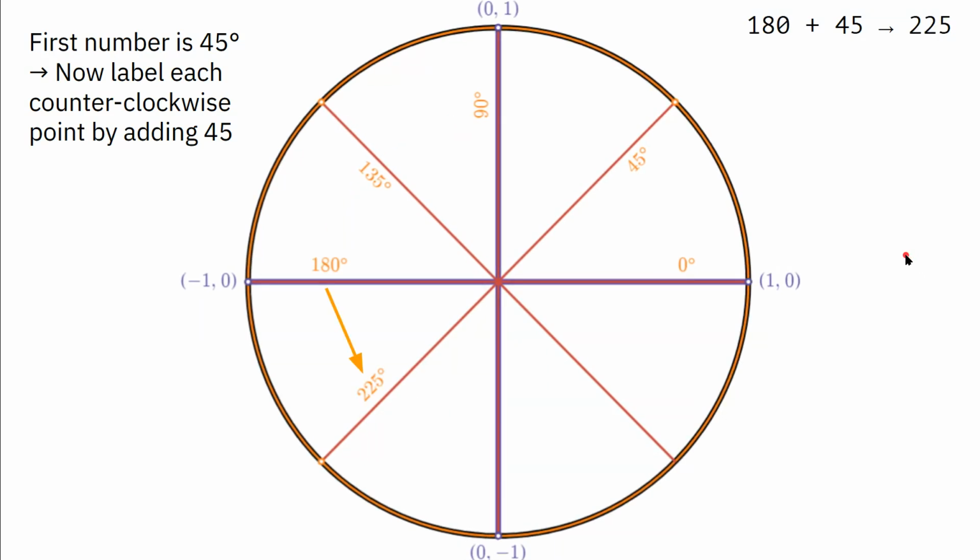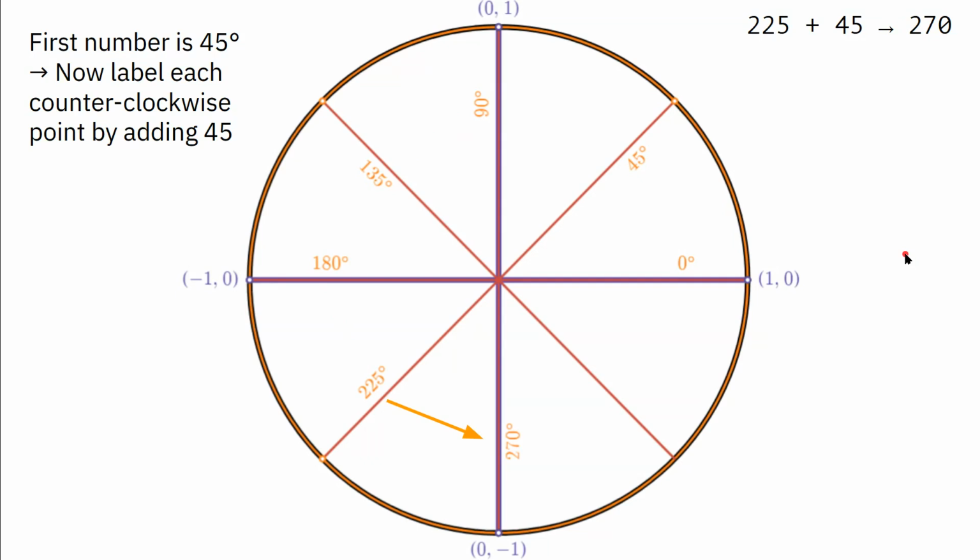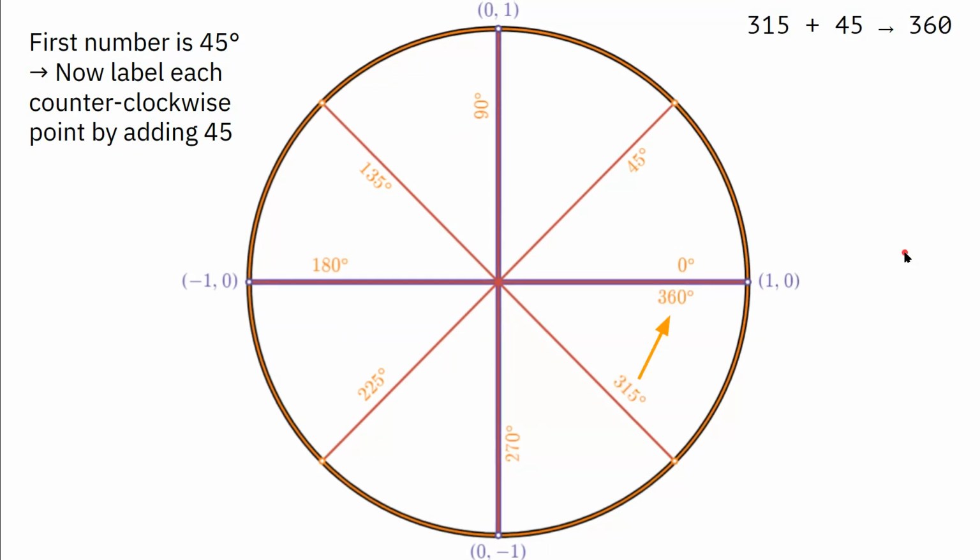Add 45, add 45, add 45, add 45, add 45. And you get to 360 and you're done. You could keep going if you wanted to, but we were just doing one full rotation. So 0 to 360 by 45, and those are our angles.